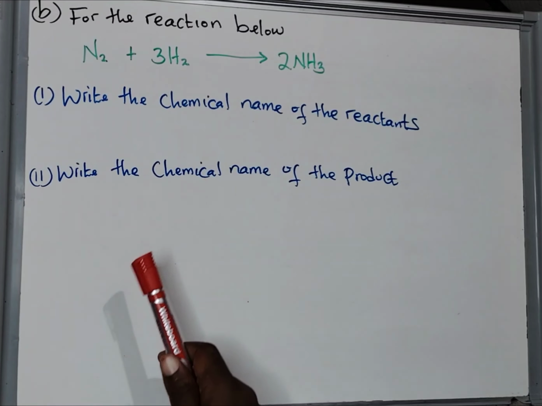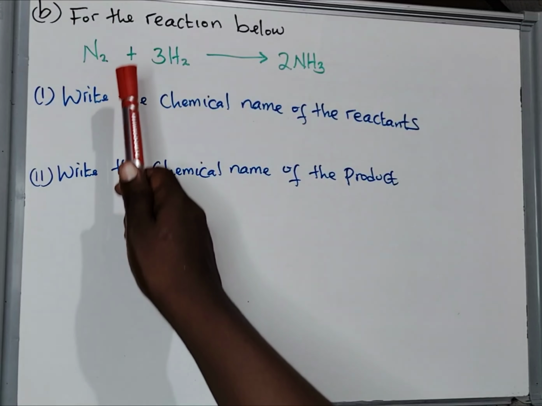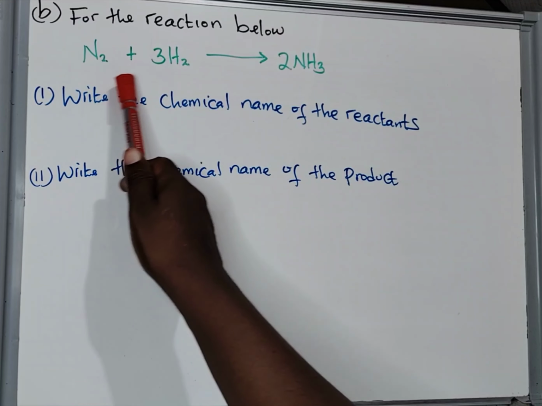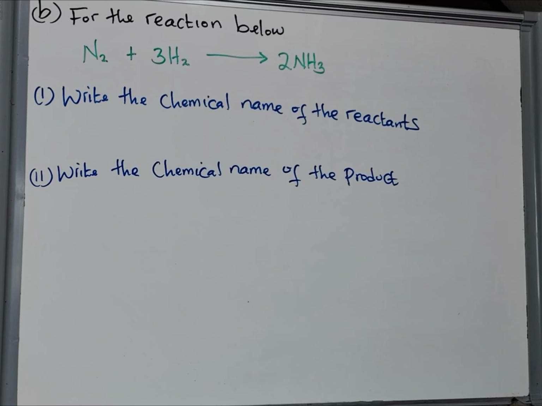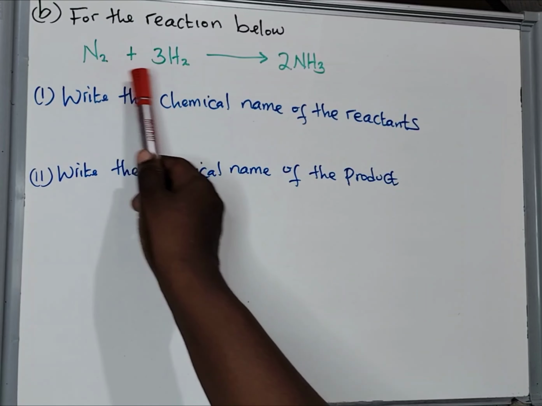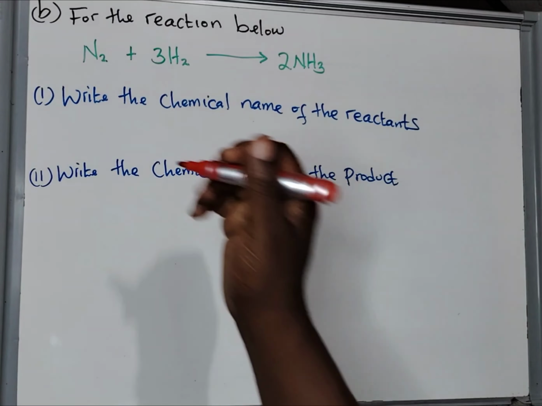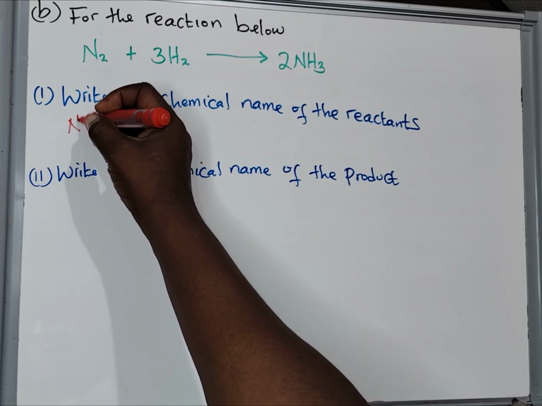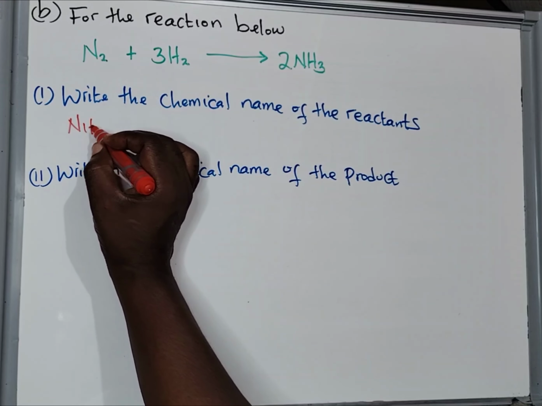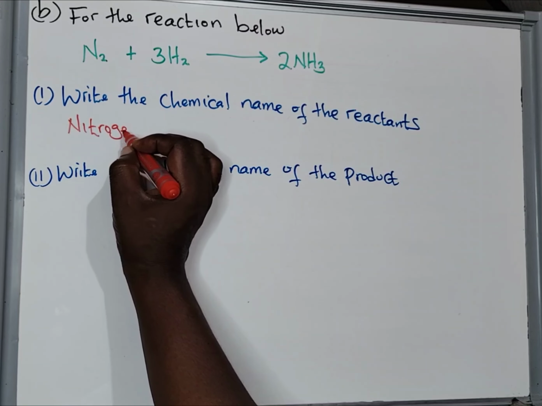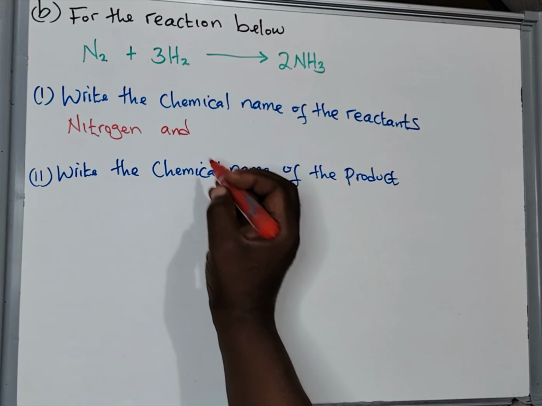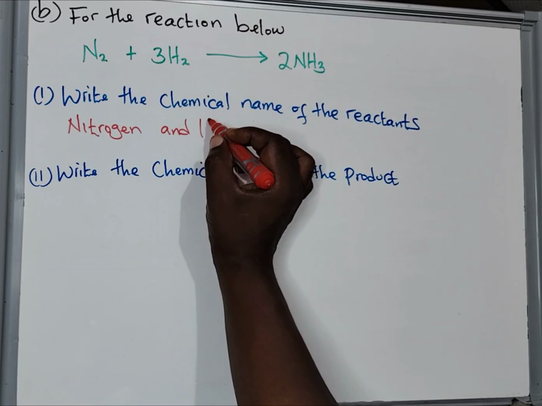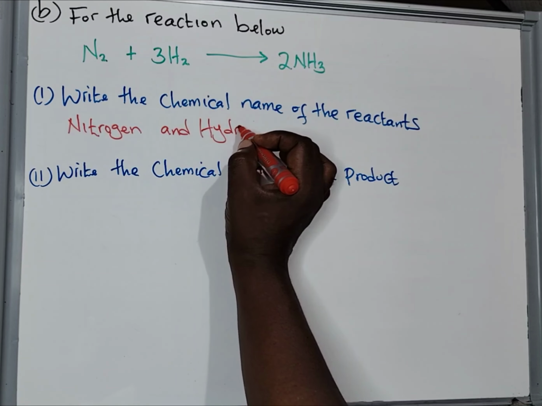Yes. So comes this question. It says that for the reaction below, this is the reaction. Write the chemical name of the reactants. So these are the reactants. And what are their chemical names? The first one is that one, which is nitrogen. And the second one is that H, which is hydrogen.